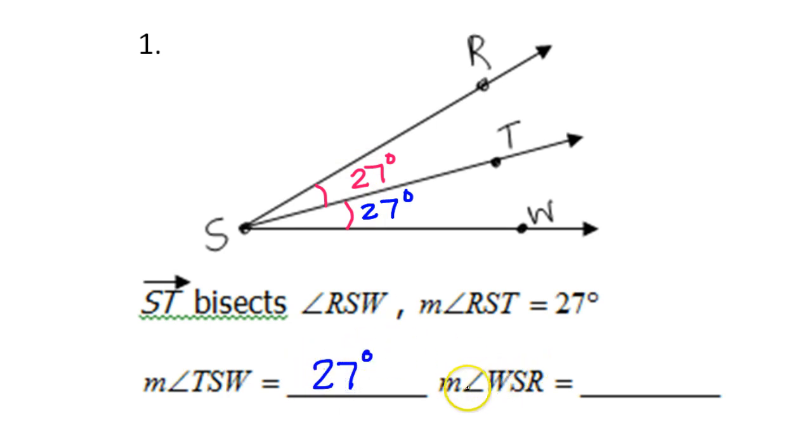And how about the measure of angle WSR? Well, angle WSR is the total of these two, and that will be 54 degrees.